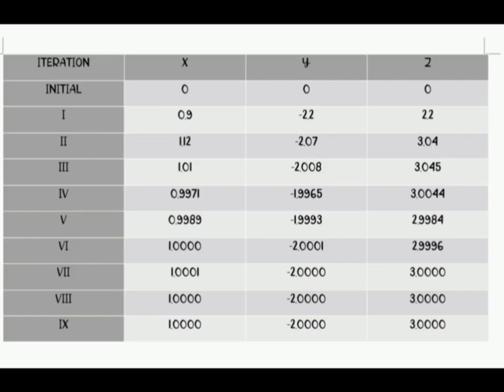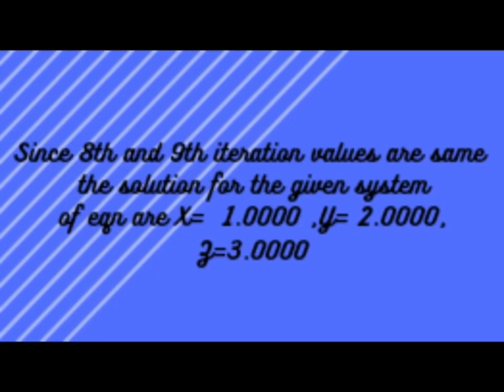We put the tabular column: write the iteration in the first row, and x in the second row, y in the third row, and z in the fourth row. The initial value in the first row is 0. Now calculate and find the values. The calculation stops when the same values come. Since the 8th and 9th iteration values are the same, the solution for the given system of equations is x is equal to 1.0000, y is equal to 2.0000, z is equal to 3.0000.